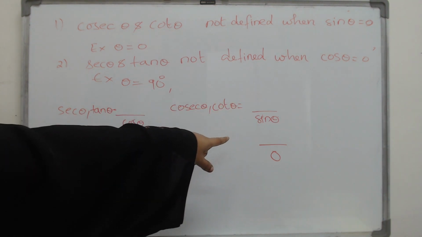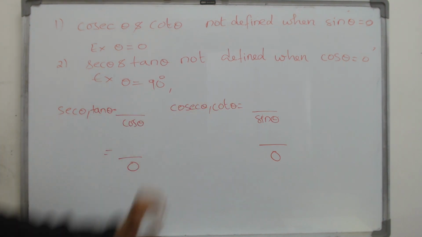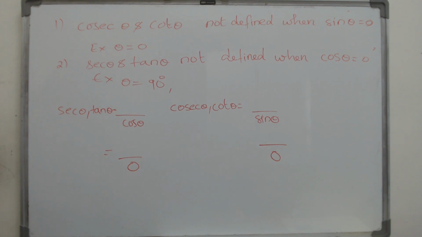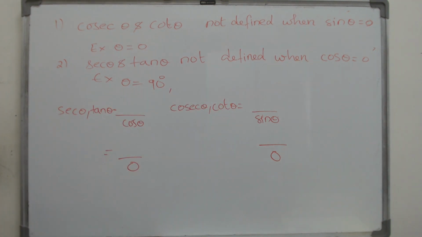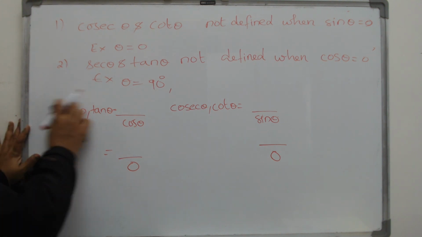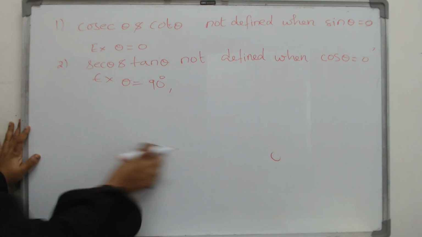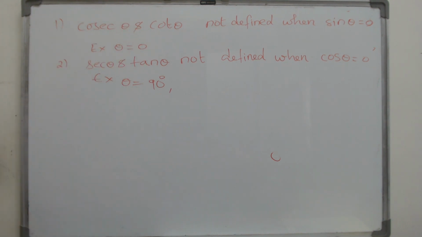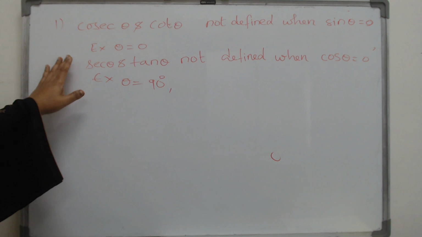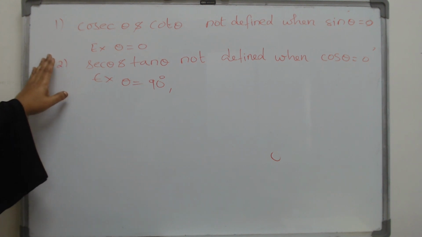Similarly, if sin theta is 0, your cosec theta and your cot theta will not exist. Why? Because both of them have sin theta as their denominator. That is why. Now I have just written down two examples. If theta is 0, cosec 0 and cot 0 will not exist. Now 0 is just one of the examples.